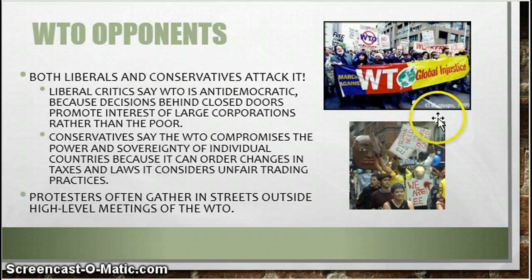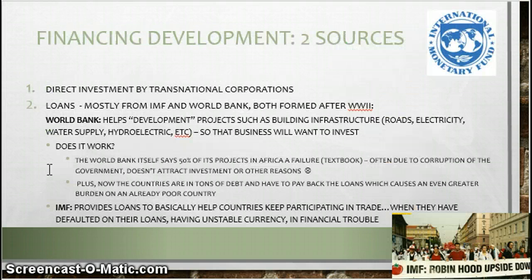When there's a World Trade Organization meeting, you hear a lot about protests. Liberals say it's not democratic, it's kind of closed door, and it gives a lot of power to large corporations and not to the poor farmers to set prices and things. And then conservatives say that it takes power away from the government of a sovereign nation, and forces them to change their taxes and have unfair trading. So people on both sides are not happy with the World Trade Organization, but it's a fact of life. We'll talk more about it in class.